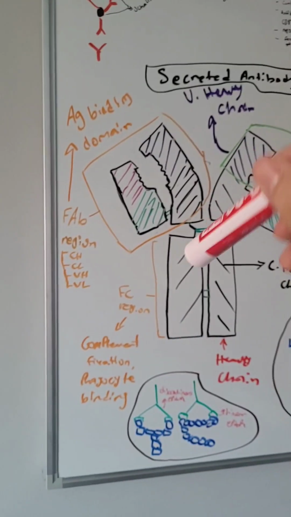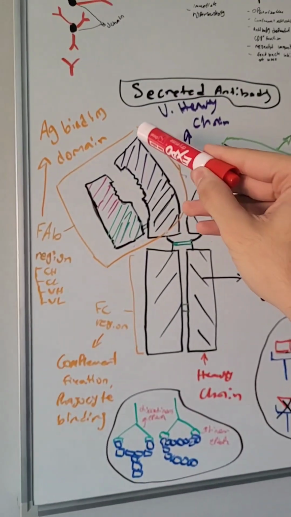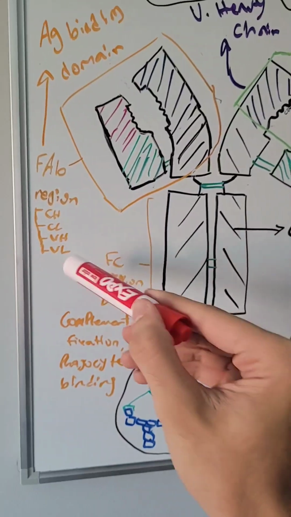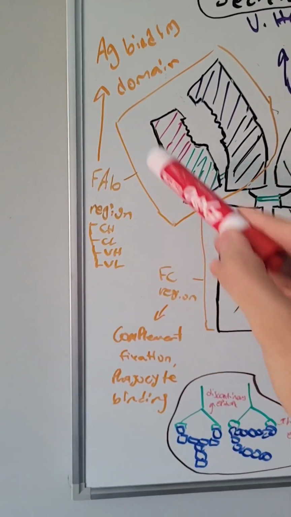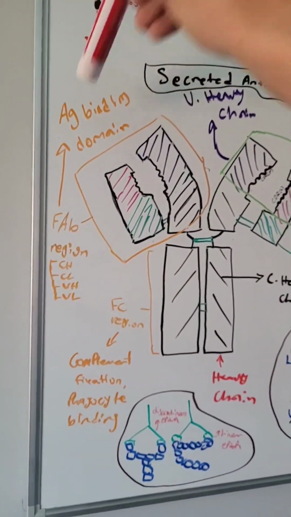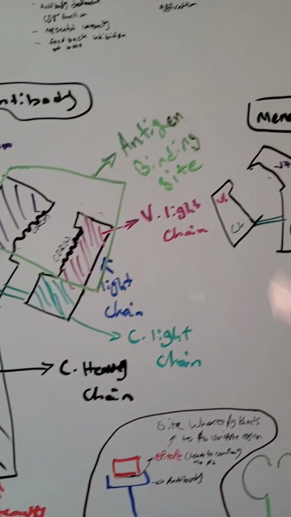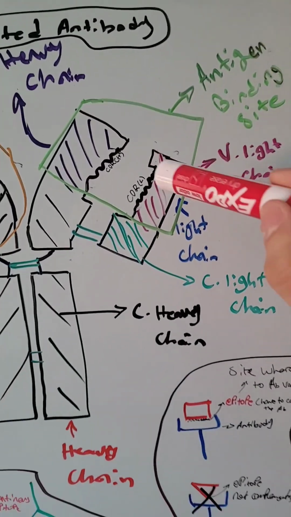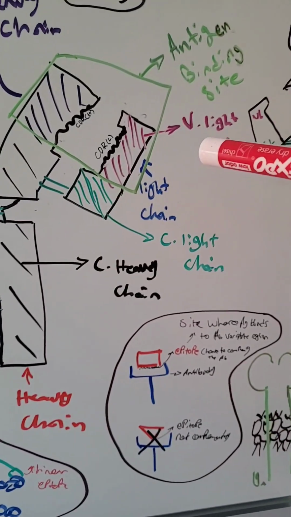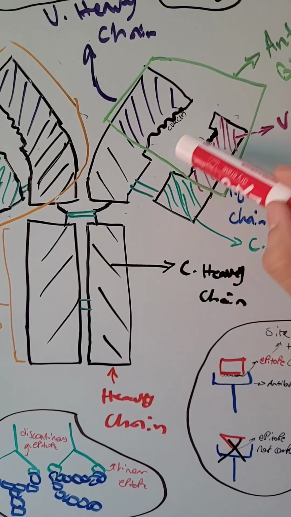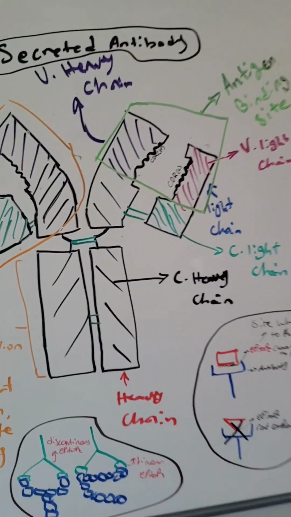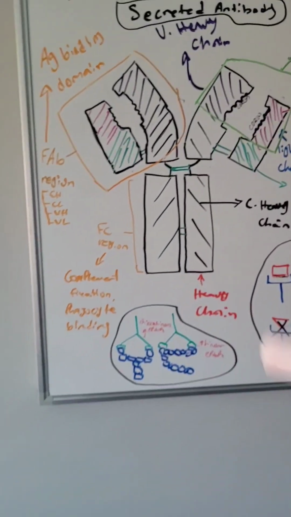Now, another thing you have to know is that the combination of the constant heavy chain, constant light chain, variable heavy chain, and variable light chain is known as the Fab region, right here, Fab region, and it is also the antigen binding domain. The antigen binding site, okay, is what, guys? Is the variable heavy chain and the variable light chain. And it has these complementarity determining regions, also known as your hypervariable regions, okay?